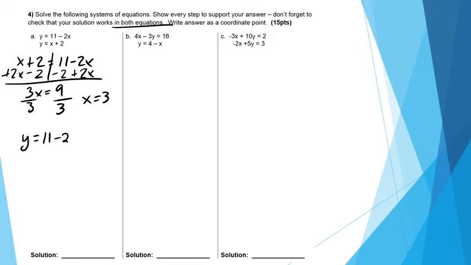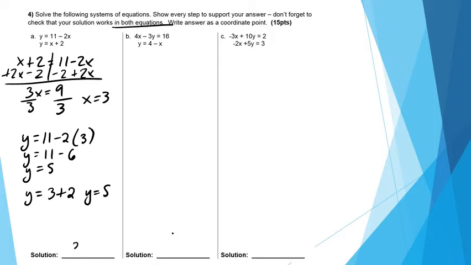Y equals 11 minus 2 times 3. Y equals 11 minus 6. I'm thinking that y equals 5. But I'm going to try it in my other equation too. So y equals x, which I think is 3, plus 2. That again gives me that y equals 5. So my solution is the point (3, 5).